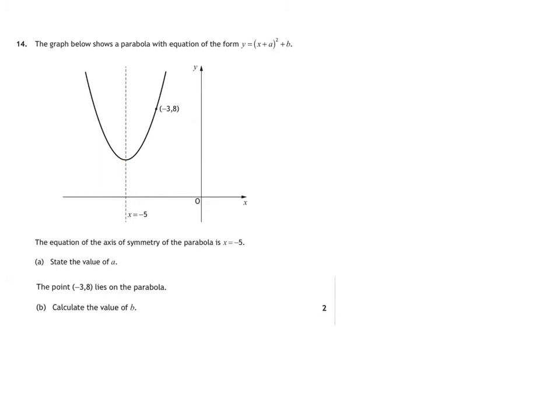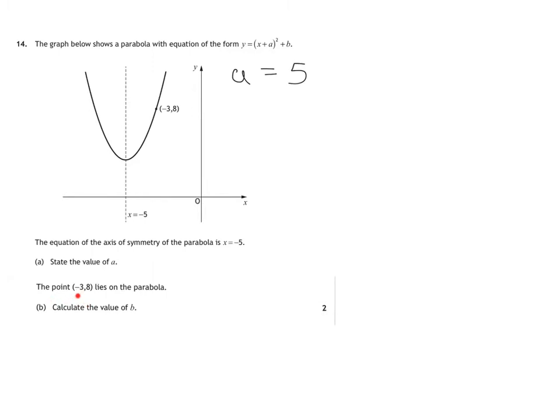So go and have a shot. So x at our turning point here is -5. Remember, when we put it back into this form, it's the opposite sign. So A has to be +5. 1 mark for that.